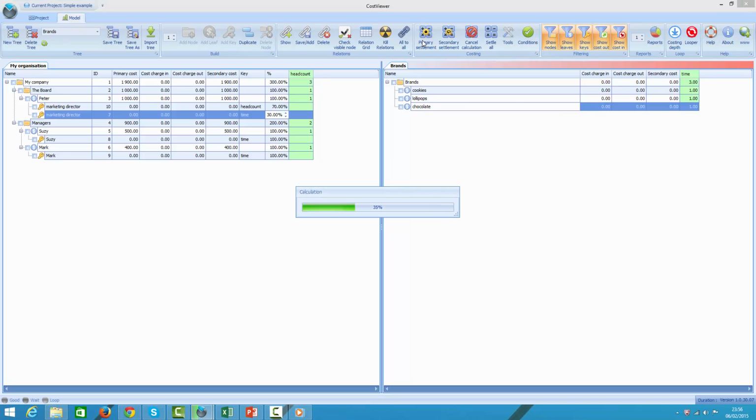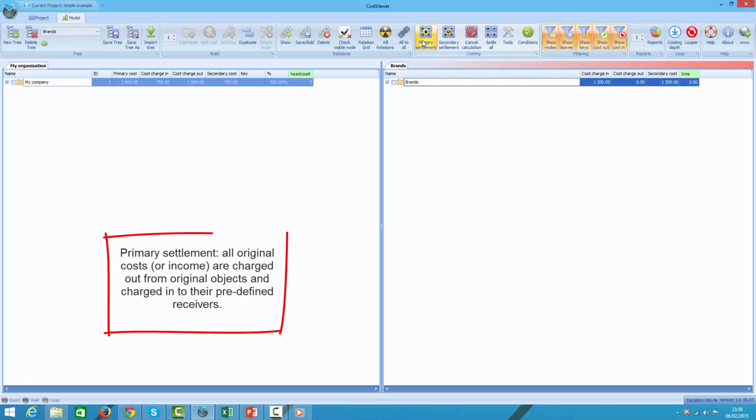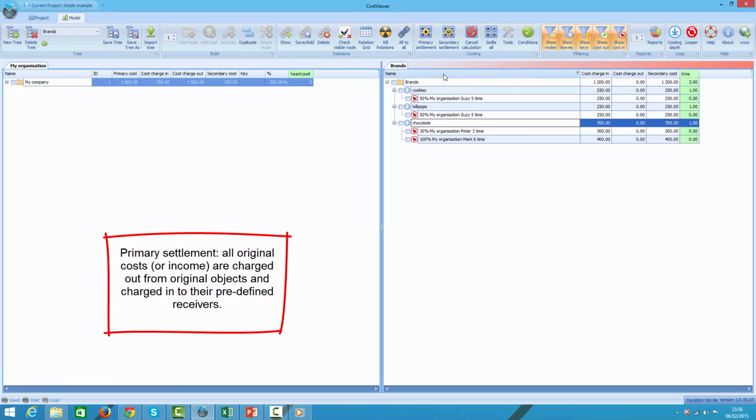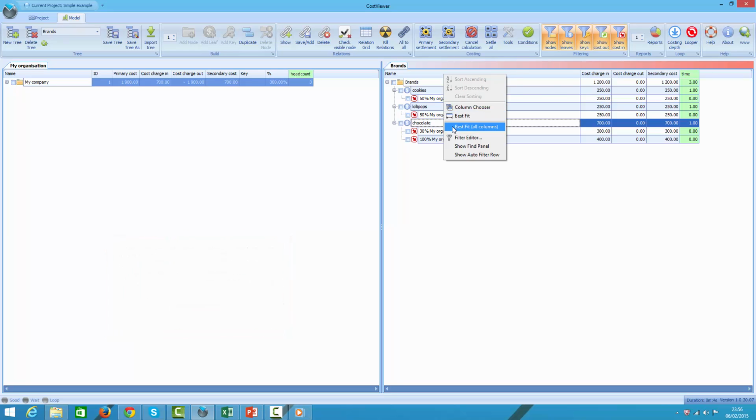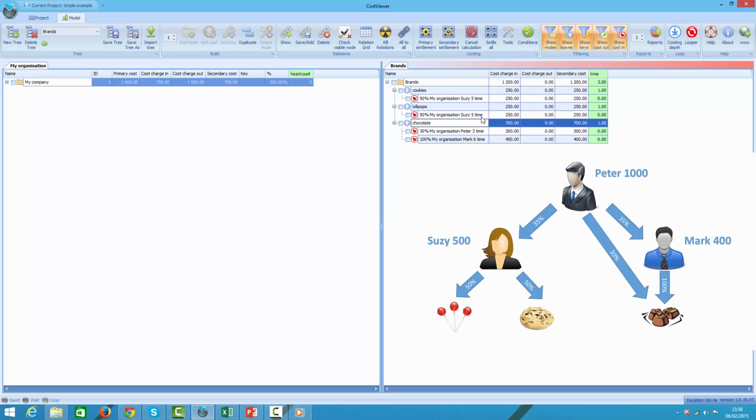So what is primary settlement? It's the first cycle of allocation during which all original objects' costs or income are charged out and then charged in to their respective predefined receivers. In our example, during primary settlement, Mark's cost was absorbed by the chocolate brand and Susie's cost was split evenly between lollipops and cookies.